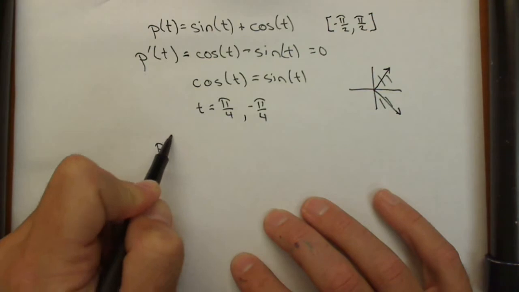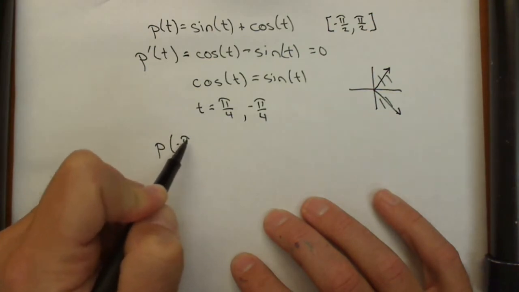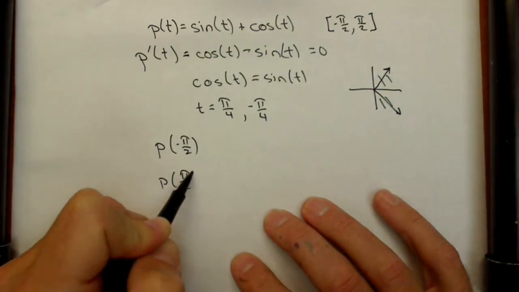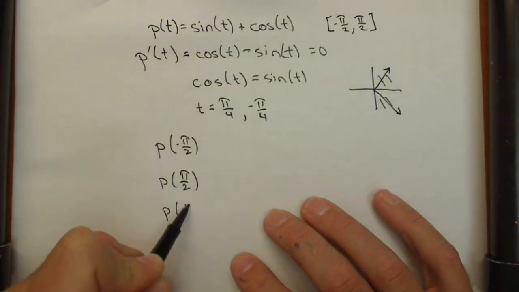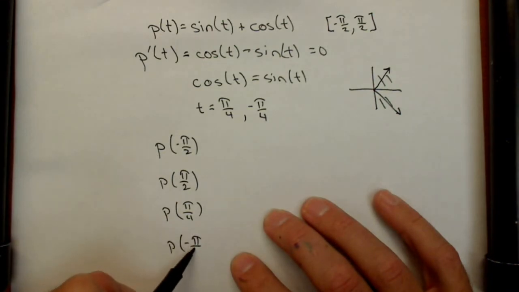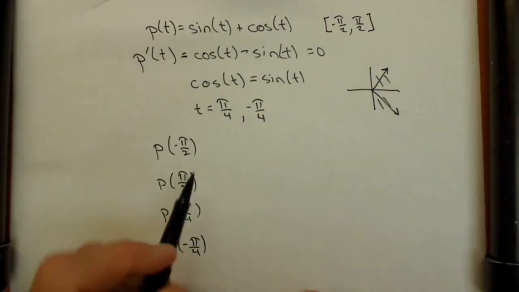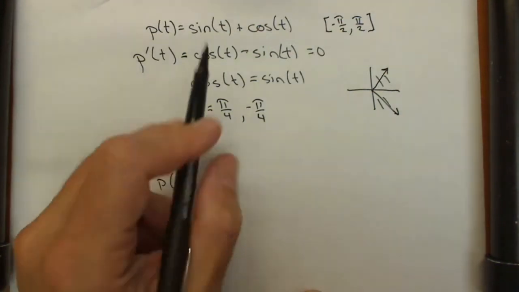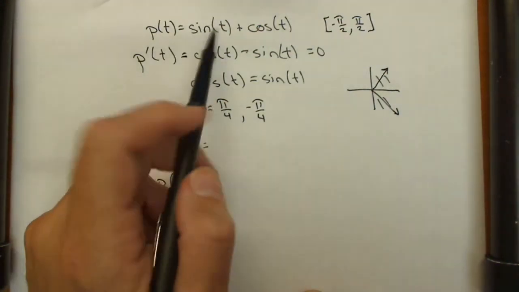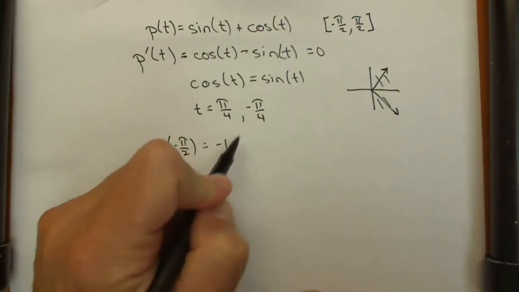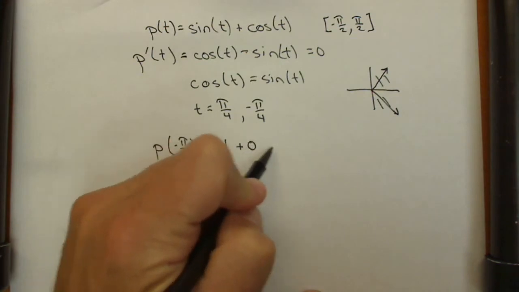Now what we're going to do is evaluate our function at our endpoints and our critical points and see what comes out to be smallest and what comes out to be largest. And that'll be our final answers. So p of negative pi over 2. Remember, this is going into the original function. Sine of negative pi over 2 is negative 1. Cosine of negative pi over 2 is 0.